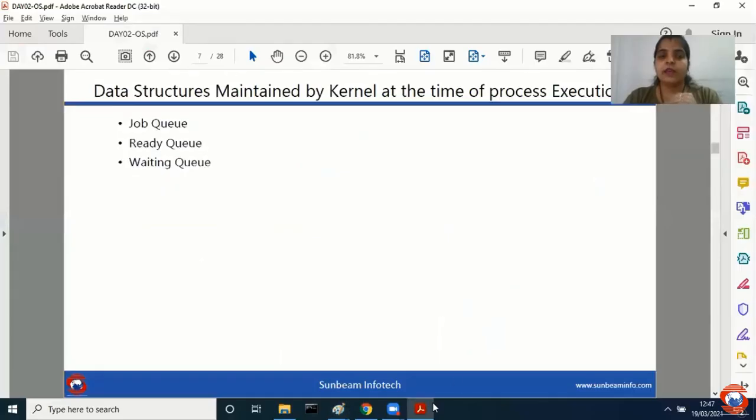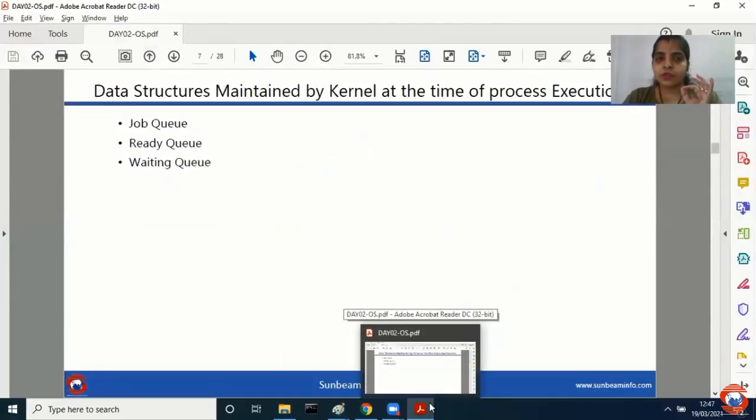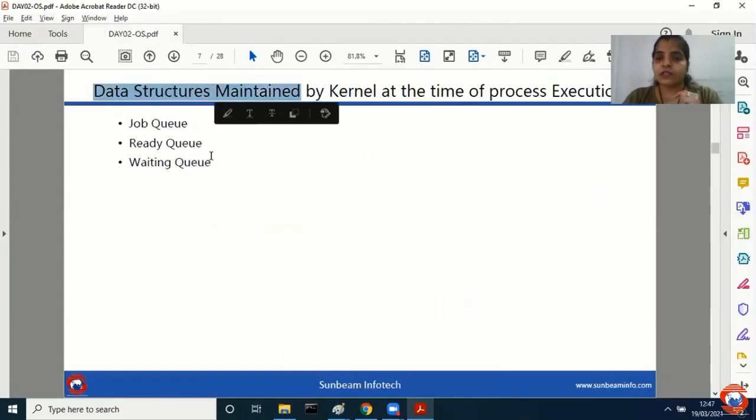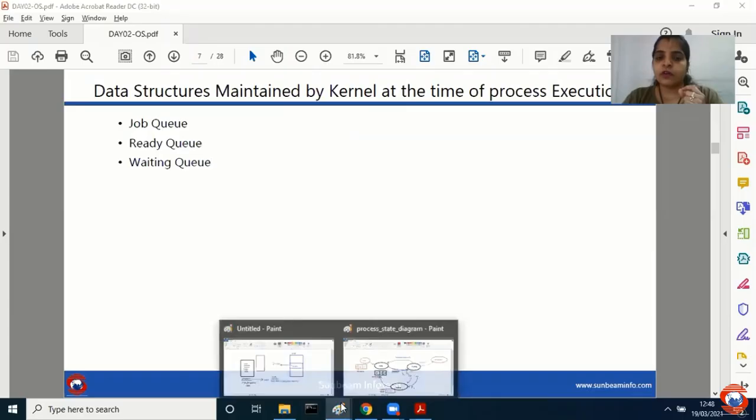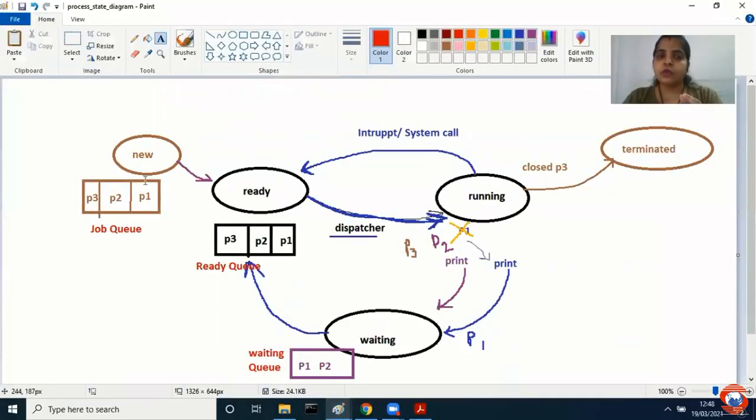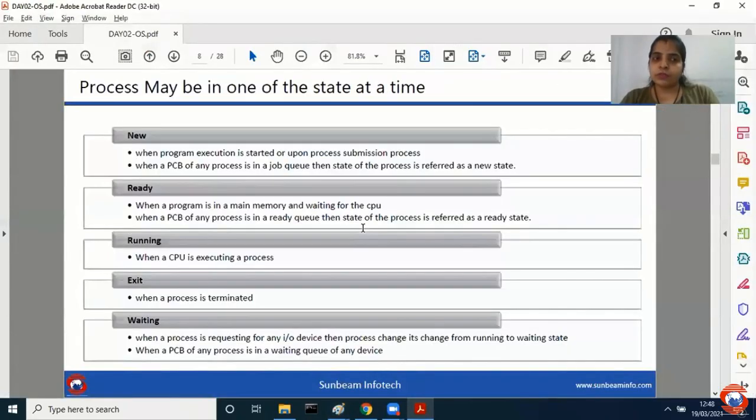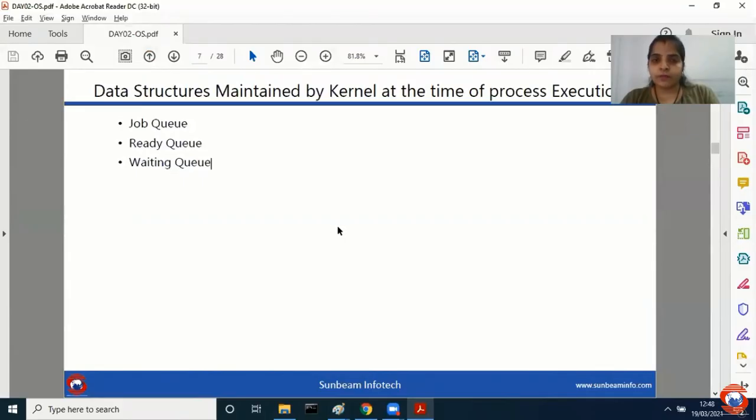So when you are talking about process execution, the kernel maintains different data structures. That is job queue, ready queue, and waiting queue. What is job queue? When you first start many applications, they are in the new state. When they are ready for execution, they are in the ready state. When some processes are waiting for some IO request, they go into the waiting state. So there can be one or more processes in the new state, ready state, and waiting state. That's the reason a queue is maintained for them, and those queues are given specific names: job queue, ready queue, and waiting queue. समझ में आया what is job queue, ready queue, and waiting queue?